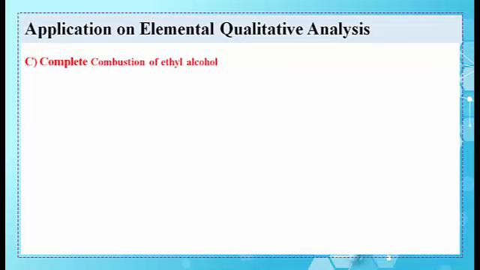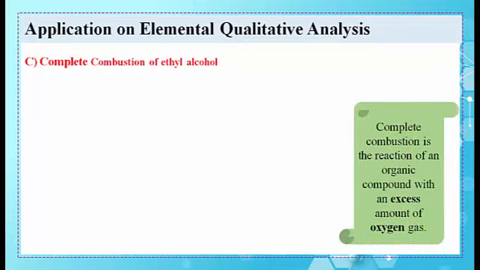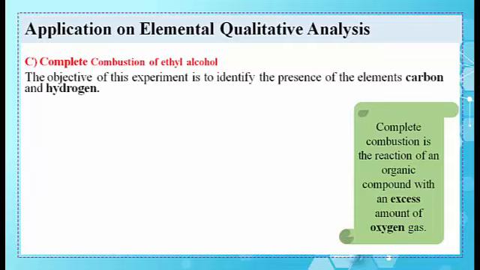Now we're going to talk about the third type of qualitative elemental analysis, which is complete combustion, and we will take an example, ethyl alcohol. Don't forget that complete combustion is the reaction of an organic compound with an excess amount of oxygen gas. The objective of this experiment is to identify the presence of the elements carbon and hydrogen.